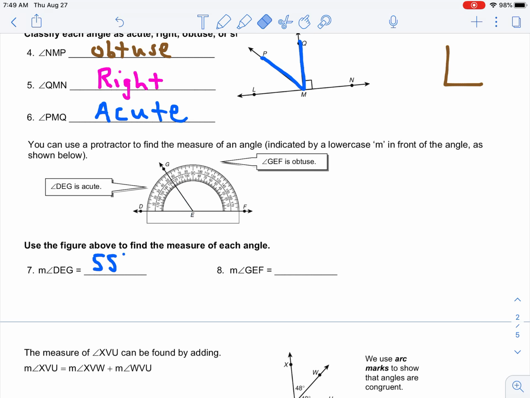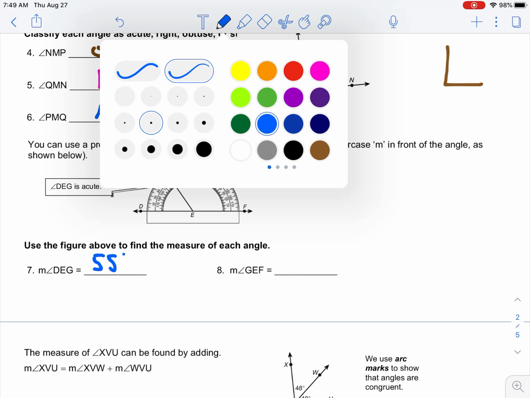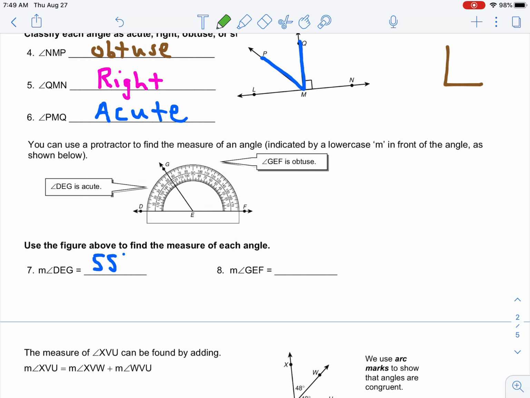All right, let's look at what happens if they gave us a different angle. Let's say they gave us angle GEF, so let's trace it. G to E to F is this opening right here, and you'll notice that is an obtuse angle. It's got to be bigger than 90 degrees. Well, I see two numbers that it went through here. I see a 125 and a 55. All right, you'll notice that it's obtuse, so I need the number that's bigger than 90, so I'm going to choose the 125 degrees.